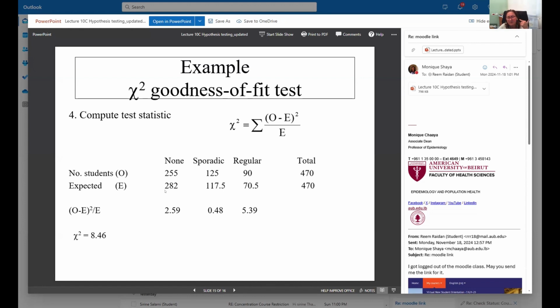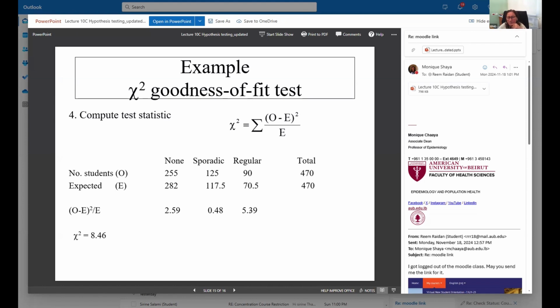So 282 is 60% of the 470 under H0. 117 is 25% of the 470 under H0, and 70.5 is the number of persons who would have regular exercise if their probability was 15%. If H0 is true, I would not expect a big difference between observed and expected, but it's not like this, so I have to check. I look at the difference between 255 and 282, square it, and divide by the expected, which gives 2.59. For sporadic, the difference between observed and expected is around 8; I square the 8 over 117, it is 0.48, and 5.39 is the observed minus expected squared over expected for the regular.